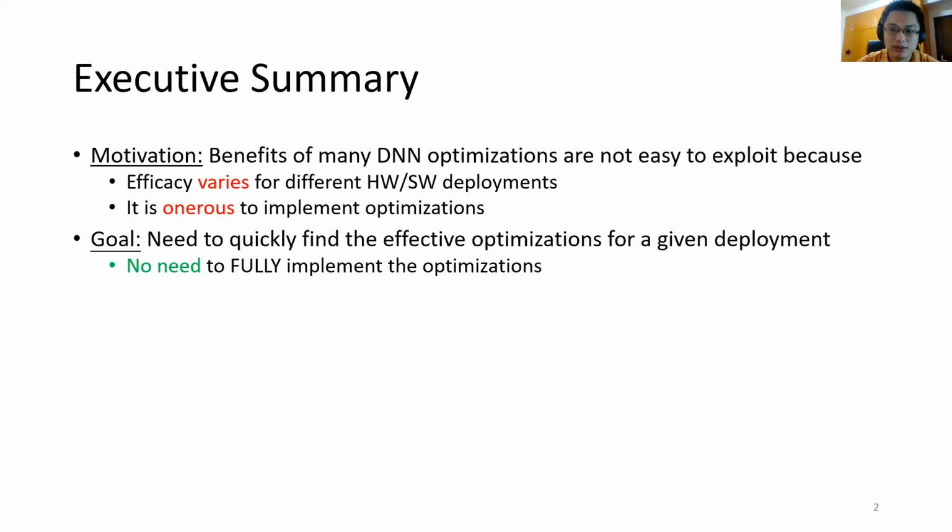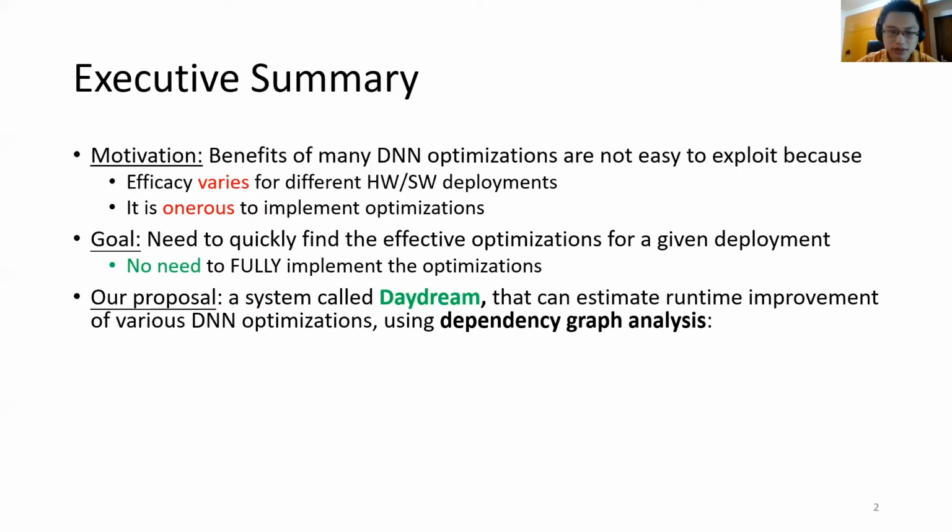And this raises a demand for a solution that can quickly identify the effective optimization for any given deployment so that there's no need to try each optimization. For this purpose, we propose a system called Daydream, which allows users to quickly estimate the runtime improvements of common machine learning optimization based on their own deployments.